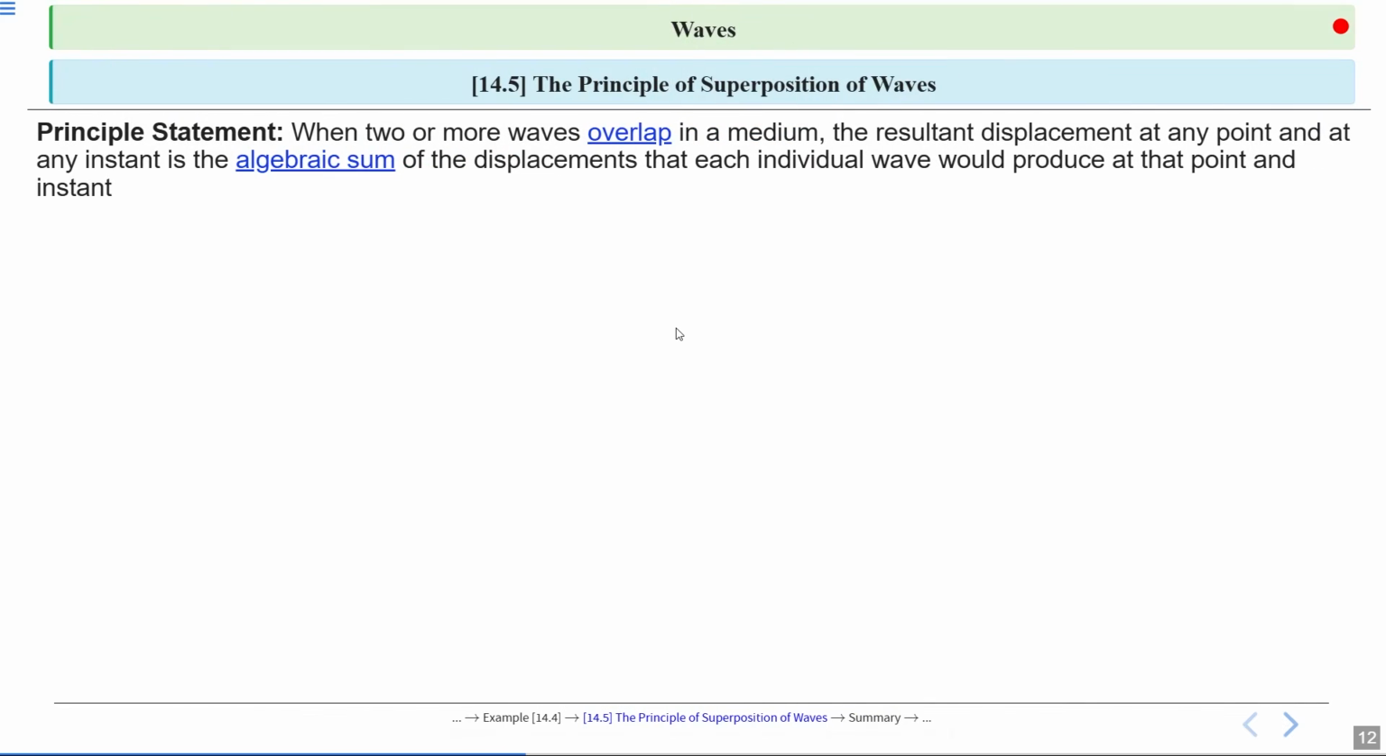14.5, the principle of superposition of waves. Now let's understand the principle of superposition in waves. This principle says that when two or more waves overlap in the same medium, the total displacement at any point is simply the sum of the displacements that each wave would cause on its own. In other words, the waves add up algebraically at every point and instant. This is a fundamental idea in physics, specifically when studying how waves interact, like sound waves in air or ripples on water.